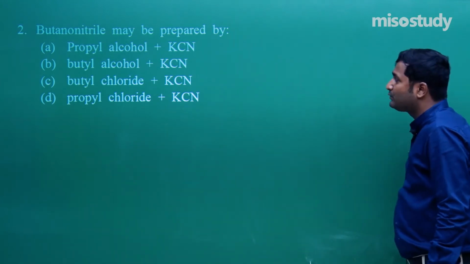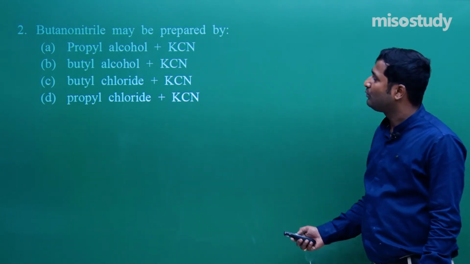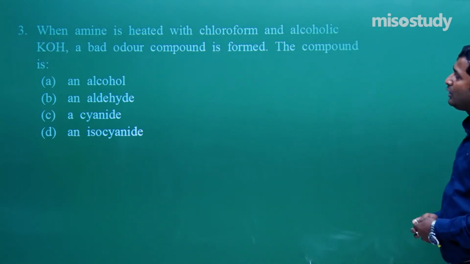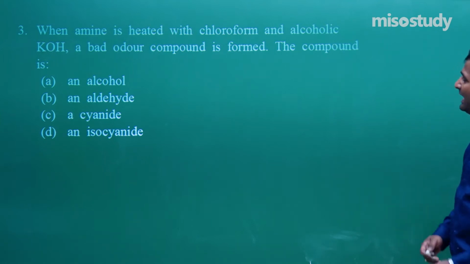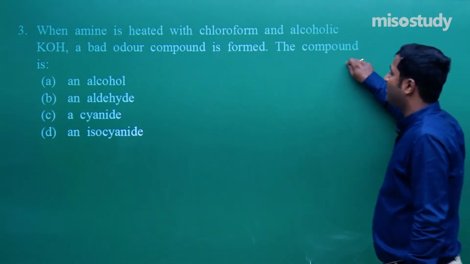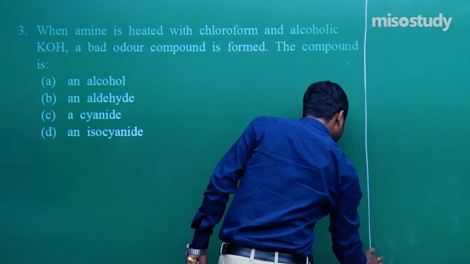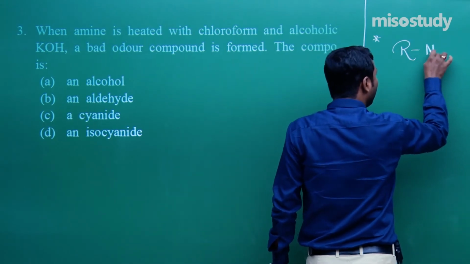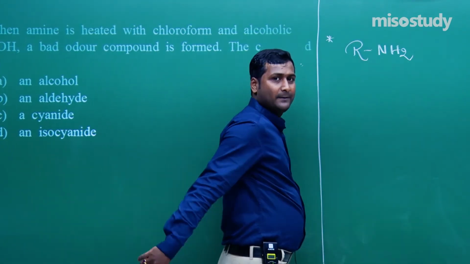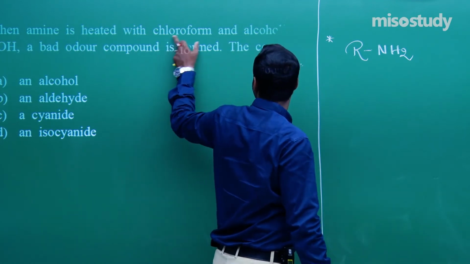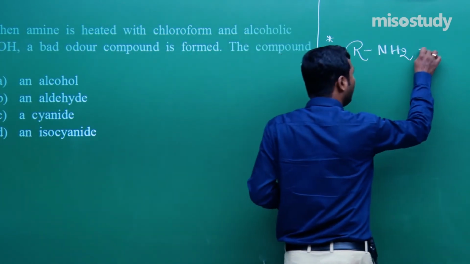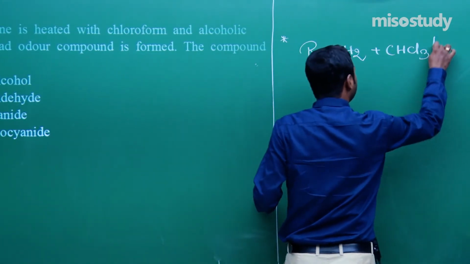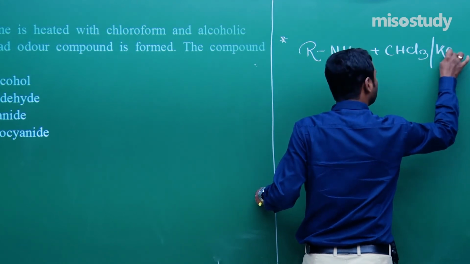Now let's move to the next segment of the question. What is given here? When an amine is heated with chloroform and alcoholic KOH, a bad-odour compound is formed. The compound is... this is a simple reaction, theory based. When an amine, that is RNH2, is treated with chloroform, CHCl3, remember this, in presence of KOH.